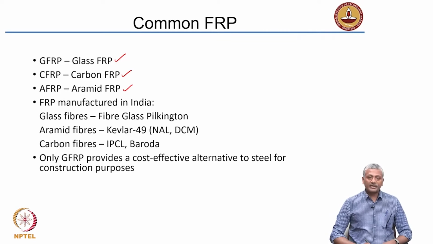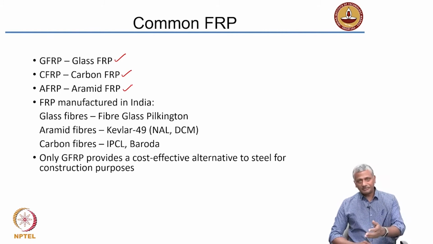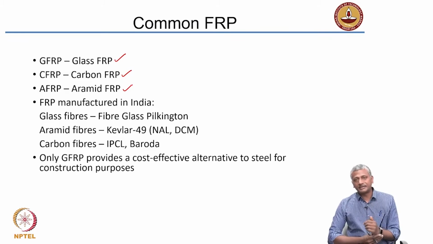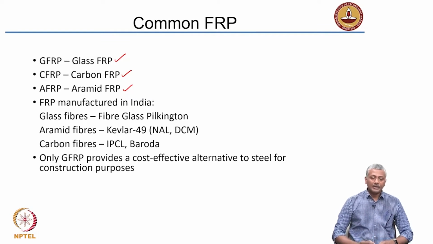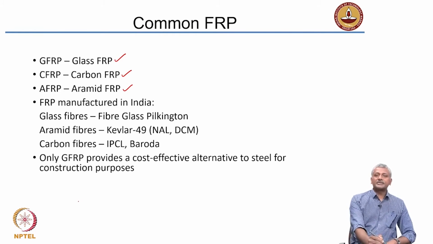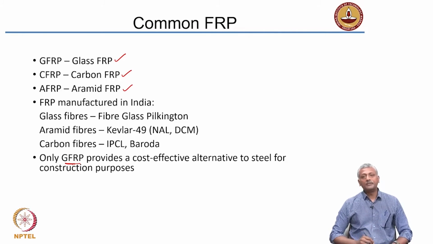There are several fiber manufacturers or fiber reinforced plastic manufacturers in India, but you will see later when we talk about the applications that instead of using as a reinforcing, fiber reinforced plastic is often used for repairing and strengthening concrete structures. I will talk about that in just a minute. So, as I said, carbon fibers and aramid fibers are very expensive, because of which only glass fiber reinforced plastic can provide a cost effective alternative to steel reinforcement for construction purposes.